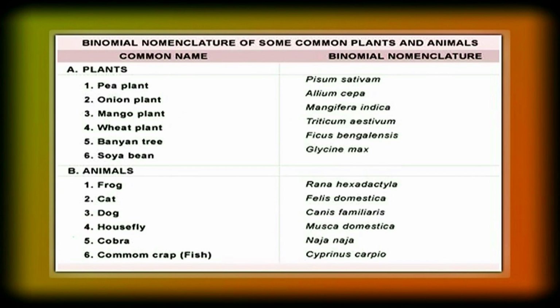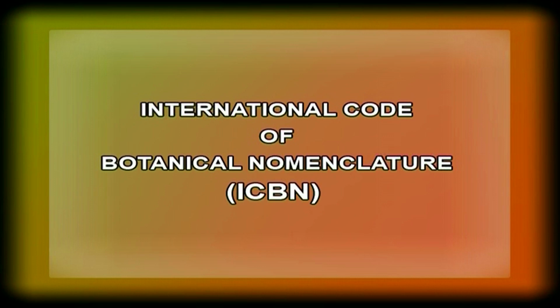Now, nomenclature. Nomenclature deals with the determination of a correct name of a taxon. There are different rules of naming different groups of living organisms. Nomenclature of plants, including fungi, is governed by the International Code of Botanical Nomenclature (ICBN) through its rules and recommendations.